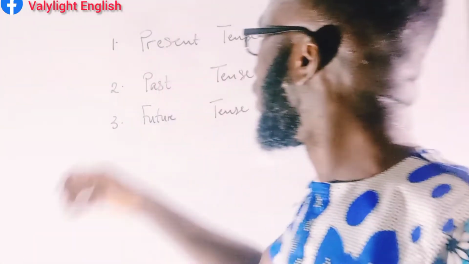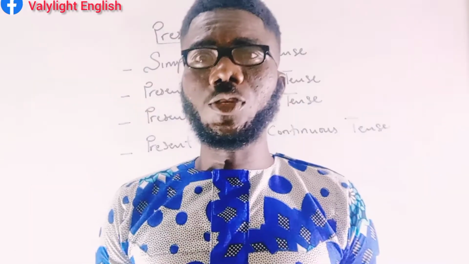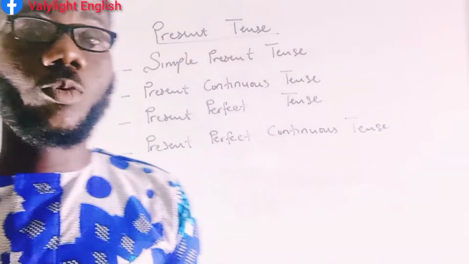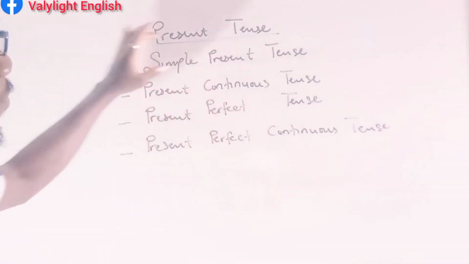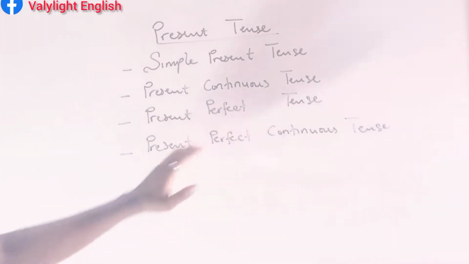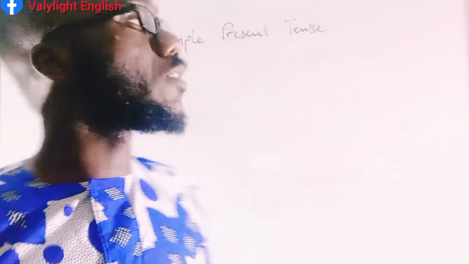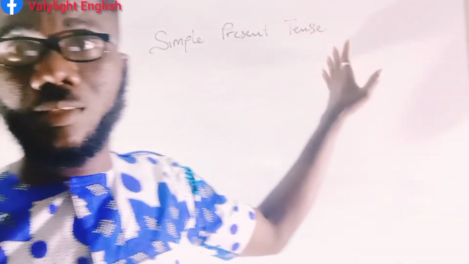We went further to talk about the tenses that we have in the English language, where we mentioned the present tense, the past tense, and the future tense. Also remember that under the present tense, we said that we have the simple present tense, the present continuous tense, the present perfect tense, and the present perfect continuous tense. And today we are going to be focusing on the simple present tense.